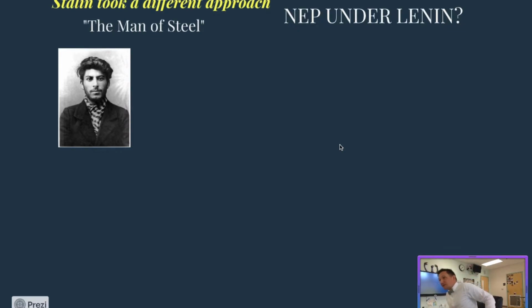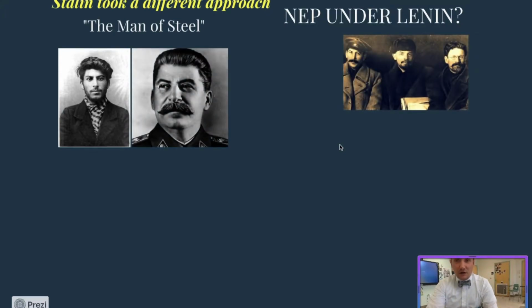So Stalin is going to take a different approach, and he is going to look to become what is known as the man of steel, right? So Stalin is coming off the heels, as we know, of Vladimir Lenin. Vladimir Lenin is going to die in 1924, right?